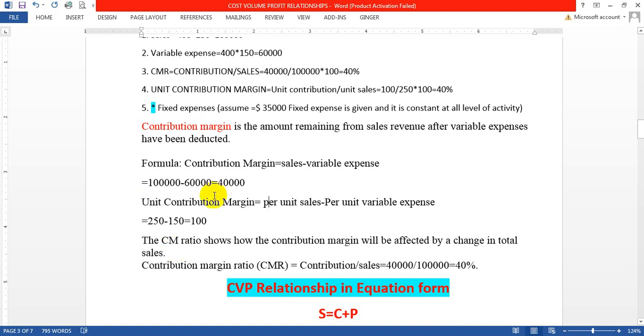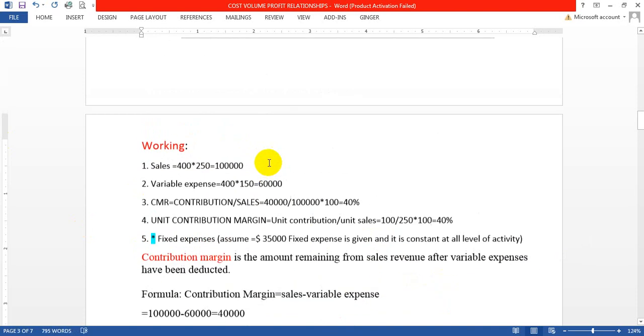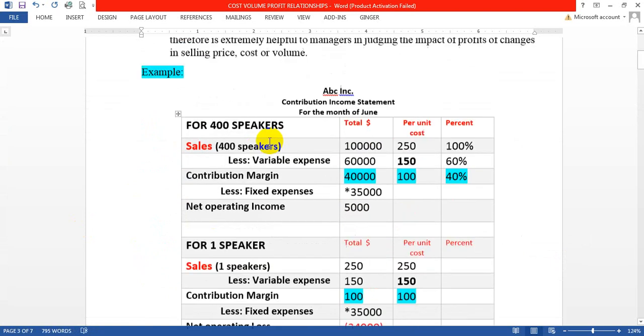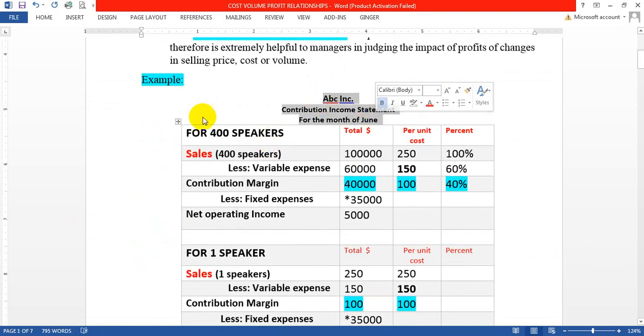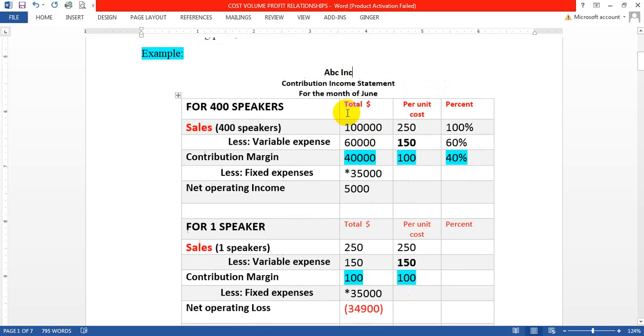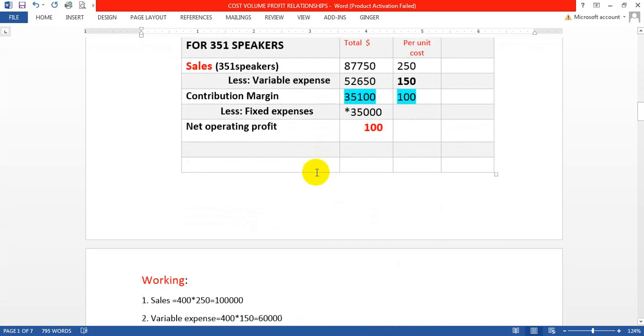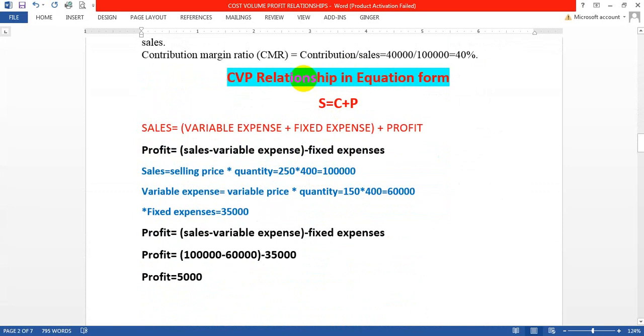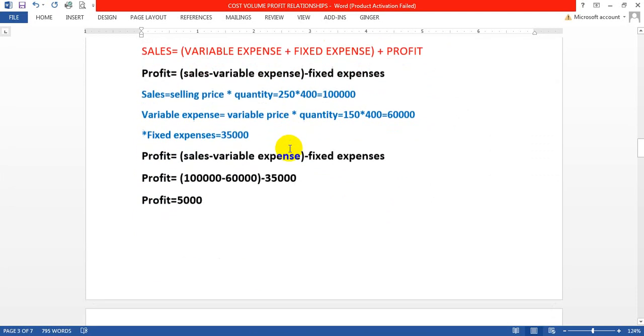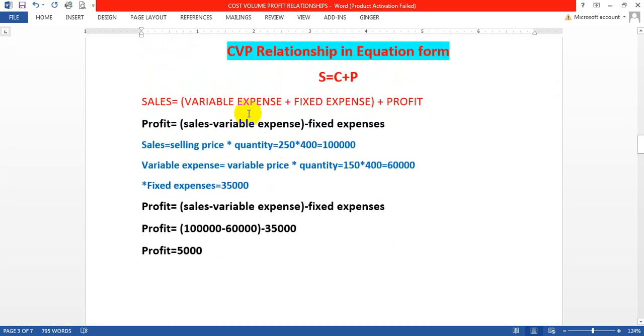So contribution margin ratio, how do I calculate? Contribution divided by sale, right? We have seen this relationship in a contribution format income statement. We prepared the contribution format income statement, and now I am moving towards the CVP relationship in equation form, right? Note the CVP relationship in equation form. Okay.